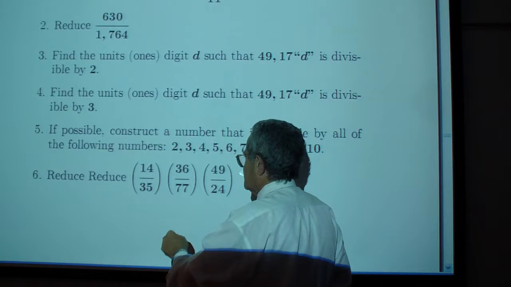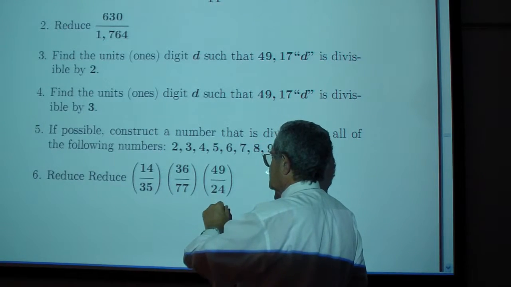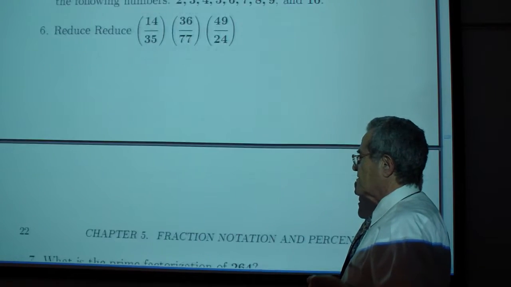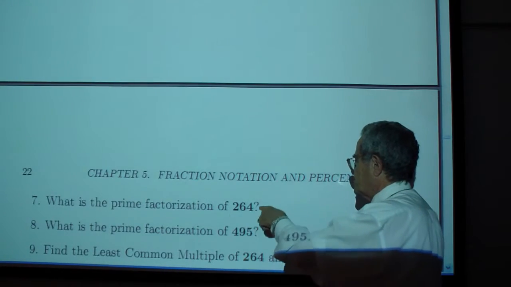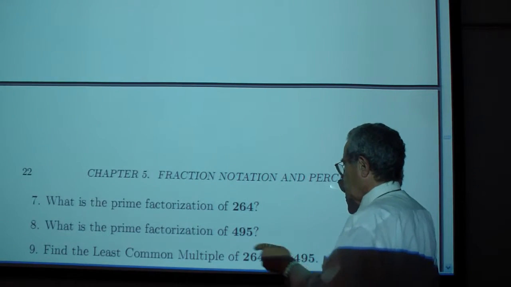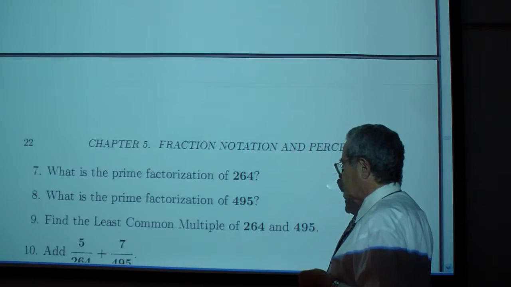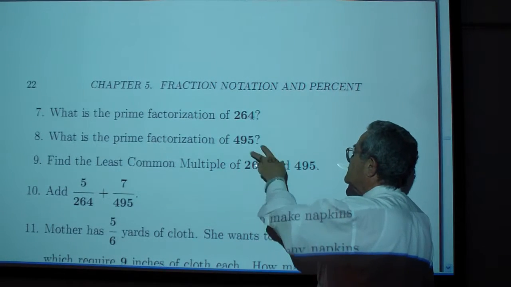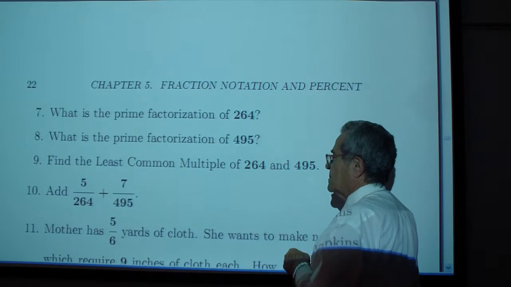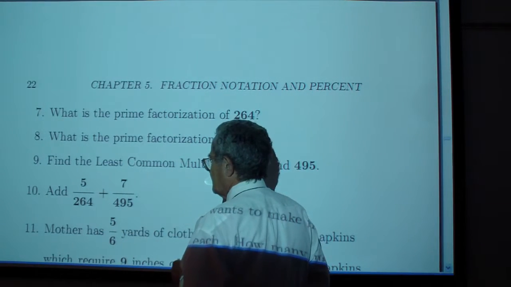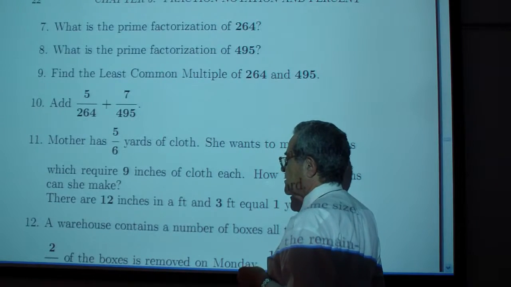Reduce 14 over 35 times 36 over 77 times 49 over 24. What is the prime factorization of 264? What is the prime factorization of 495? Find the least common multiple of these two numbers. Then use them to add 5 over 264 plus 7 over 495.